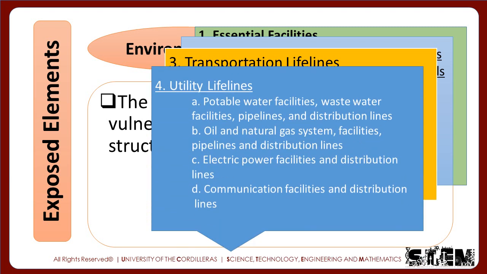Also, for number four, lastly, we have utility lifelines. They are also exposed to natural phenomena, like potable water facilities. Here in our locality, we have Bawadi. Oil and natural gas system facilities. We also have electric power facilities, our Bineco, communication facilities and distribution lines like Globe and Smart. We also have Sky Cable and whatever communication facilities that we have.